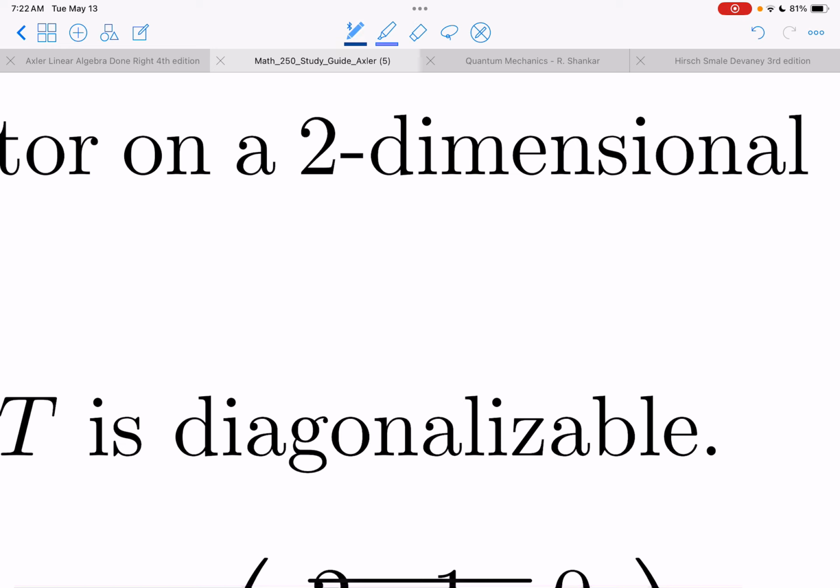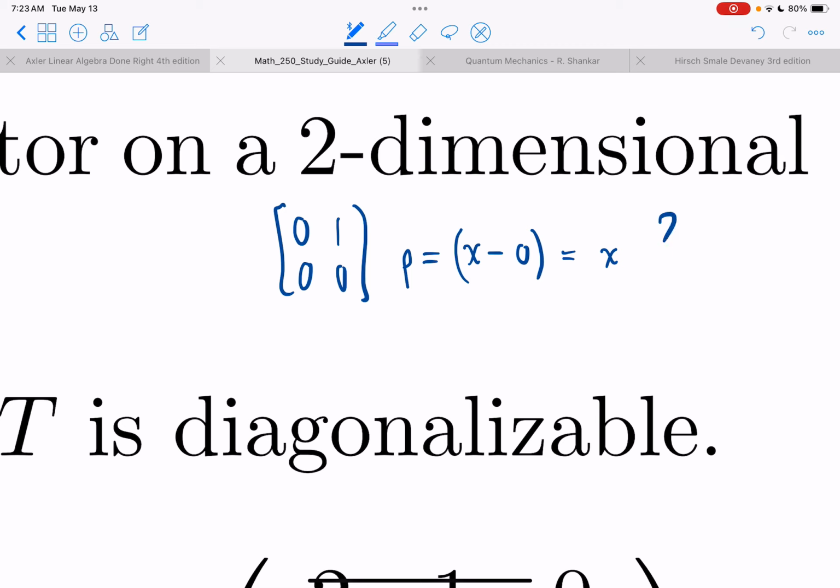And the better way to think about this is: what's the minimal polynomial here? So the minimal polynomial of this should be x minus 0 if it were diagonalizable. But in fact, let's see, if we let P be, in other words, P of x equals x, is that the minimal polynomial? Well, what would P of t be? If P of x is x, then P of t is t, but t is non-zero. It's not the zero matrix, so this is not the minimal polynomial.